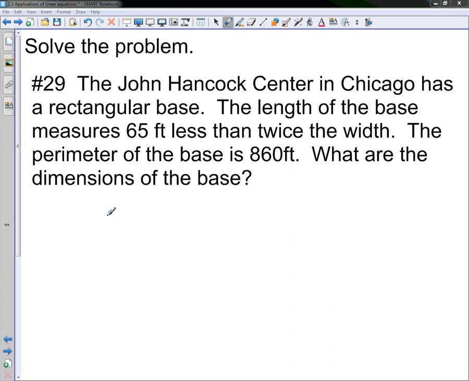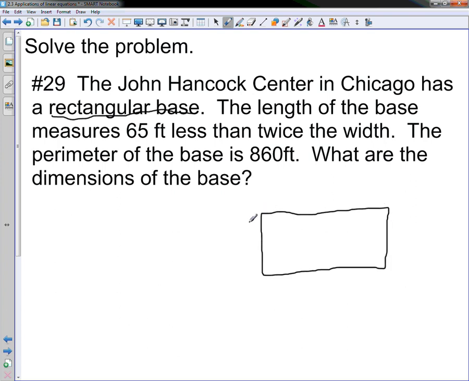So the John Hancock Center in Chicago has a rectangular base. Okay, so there's the first thing. It's telling us the shape. Rectangular base. So I'm just going to draw a rectangle here. Okay. The length of the base measures 65 feet less than twice the width. The perimeter of the base is 860 feet.